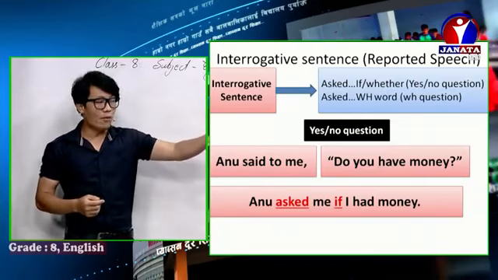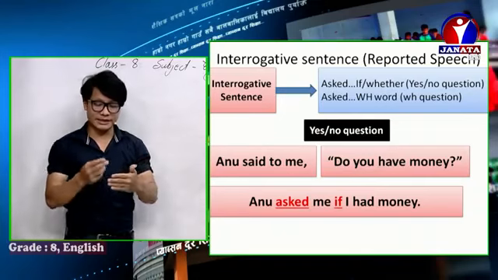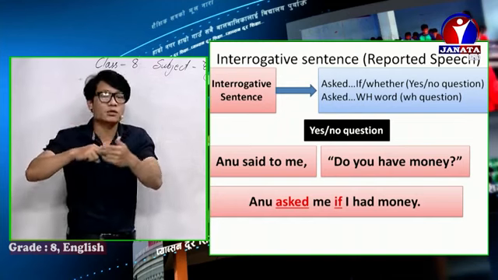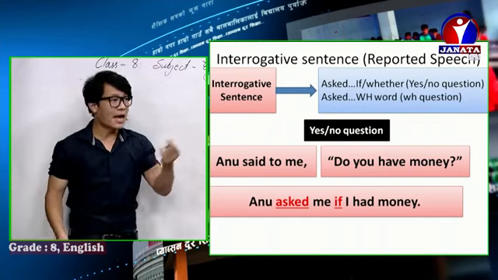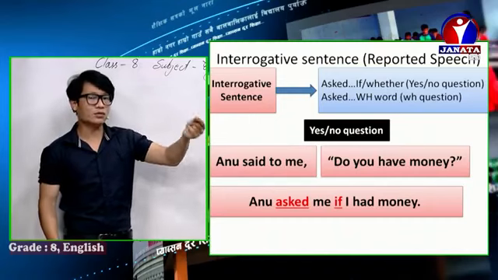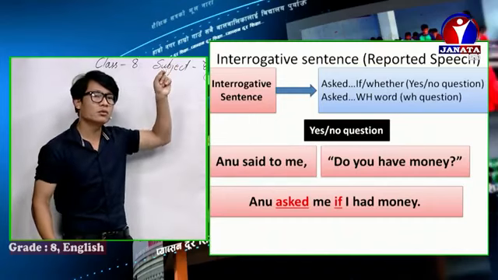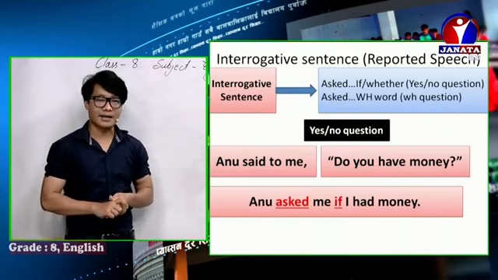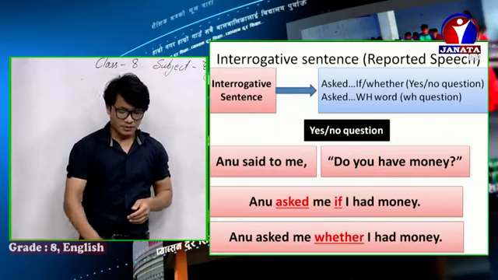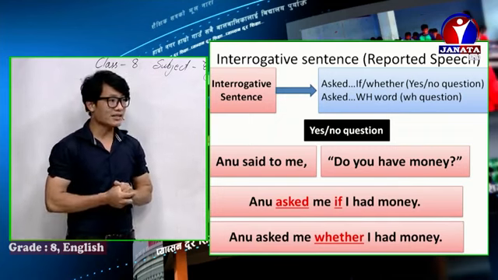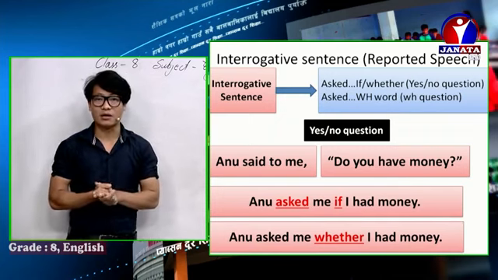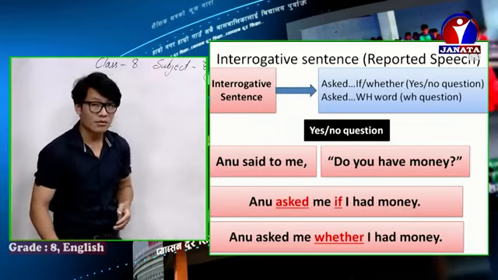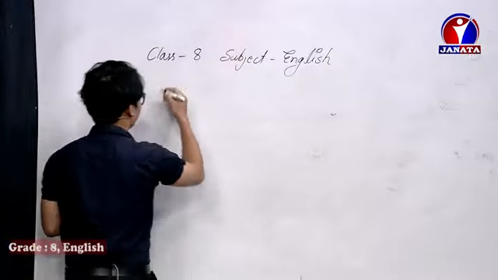And you know very well, "Do you have money?" This is simple present, and simple present should be changed to simple past. And there is the subject you, and you should be changed according to the object. So what is the object there? Me. So there is I. Another is, Anu asked me whether I had money. So now let's have the practice once again here.